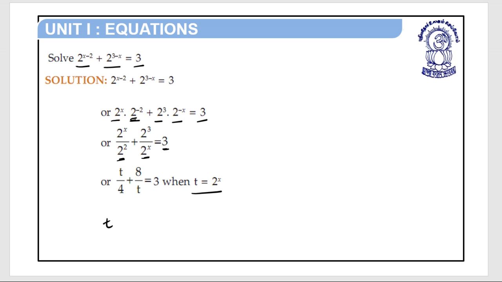So t square plus 4 8s are 32, equals 12t. So t square minus 12t plus 32 is equal to 0.